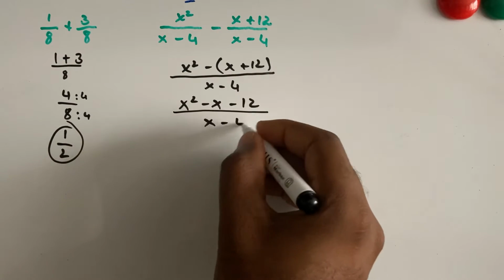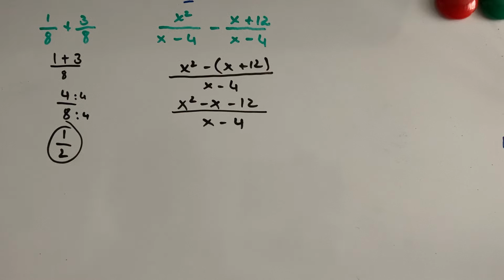Remember, so you have x squared, negative 1 times x is negative x, negative 1 times 12, negative 12 over x minus 4, okay? Now, you have to try to see if this is reducible, if you can actually reduce it. How do you do that? Well, it's by knowing how to simplify rational expressions. How do you simplify rational expressions? Well, go back to another video I have, and you will learn that. Then you can come back here, all right?